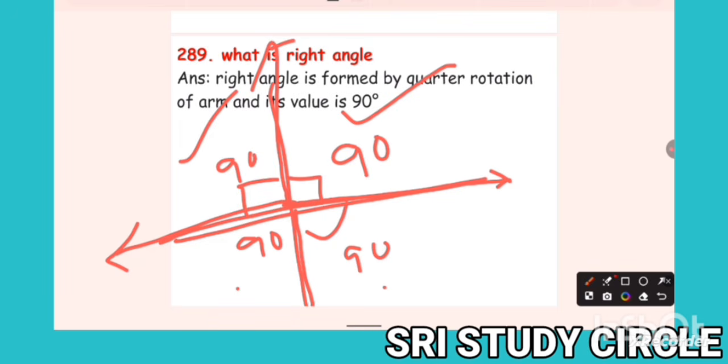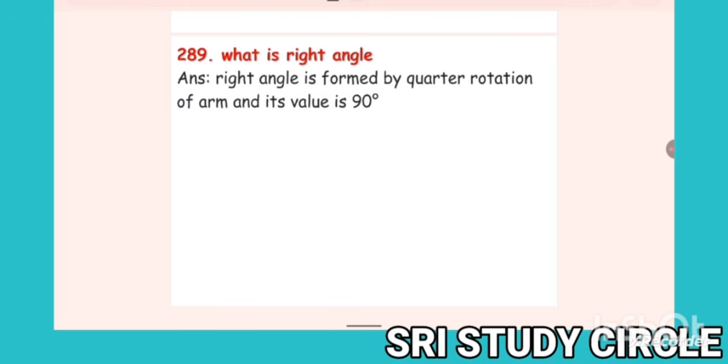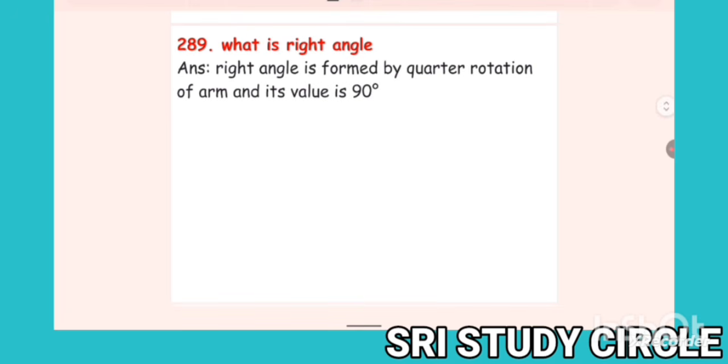So your plane can be divided into 4 equal parts, 4 quarters. First quarter, how much angle? 90. Up to the second quarter, 90 plus 90, 180. Next 270. Next 360. Right angle means 90 degrees.